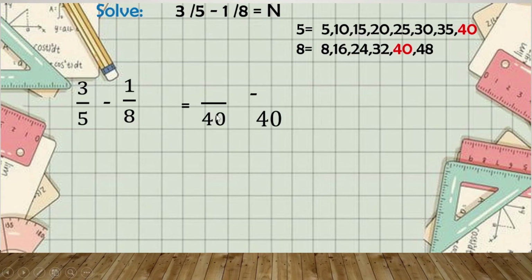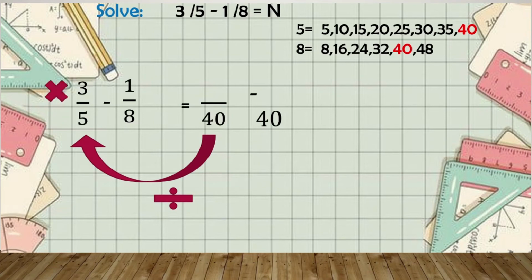Okay, so since meron na tayong new denominator, proceed tayo sa computation or sa divide and multiply. Divide the new denominator to old denominator and multiply to the numerator. Okay, first, 40 divided by 5, okay, 8. Times 3, we have 24. So that is the answer. Again, ayan po, 40 divided by 5 is 8 times 3 is 24.